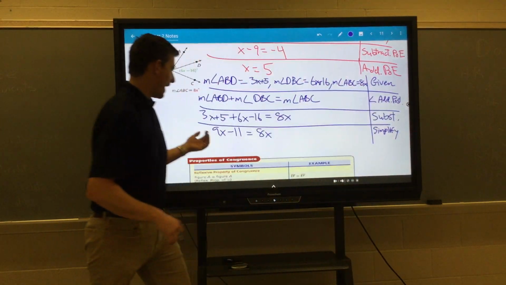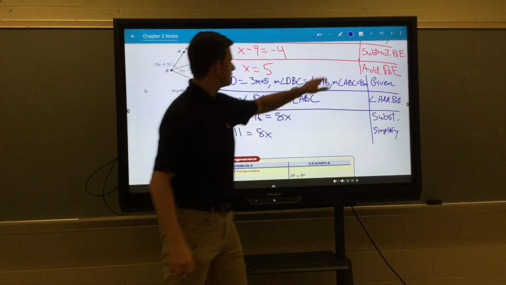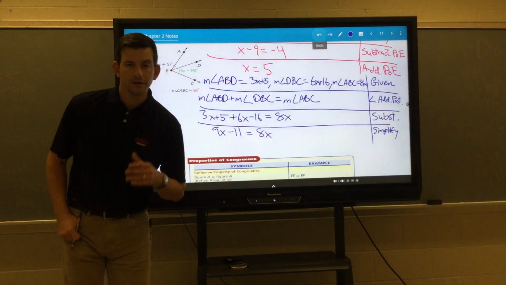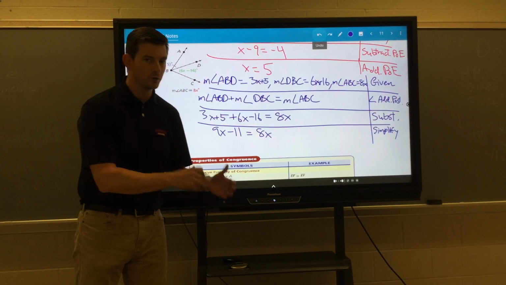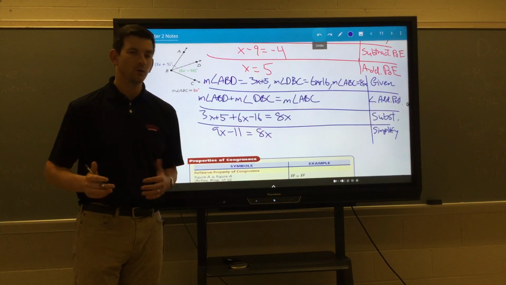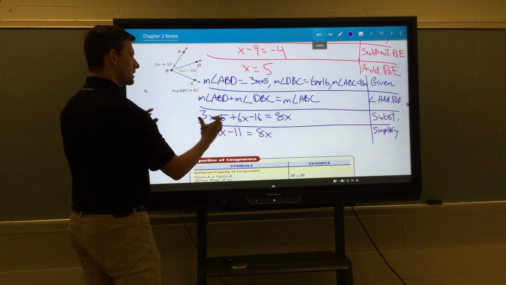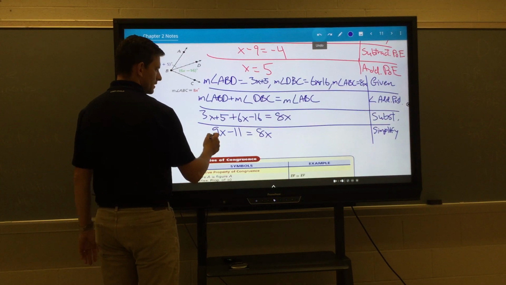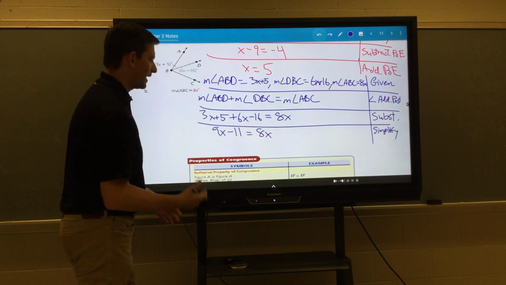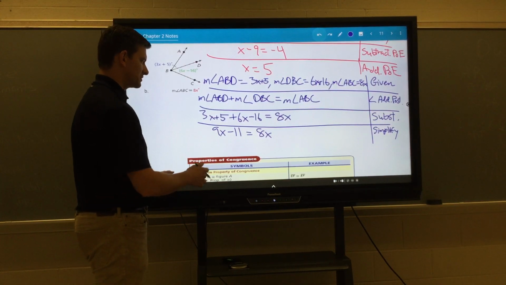Again, adding the 3x and the 6x here, that is not addition property of equality because you're not adding the same thing to both sides. It's not like you're keeping the equation balanced, you're just simplifying a single side of the equal sign. All right, to continue on, you have some choices as to how you do this.